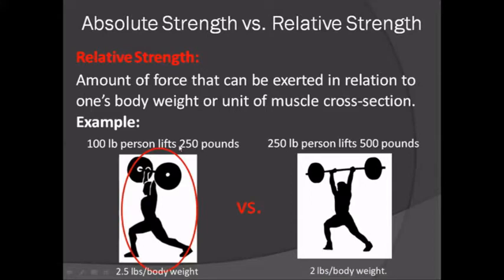Let's say for example, person A and person B. So person A, the load is 250 over her weight or his weight. So 250 over 100, that is 2.5 pounds. So this is the relative strength. While person B, his weight is 250 pounds and he lifts 500 pounds. So 500 over 250 is equal to 2 pounds. So 2 is the relative strength. Again, you're going to follow the formula, which is load over weight.